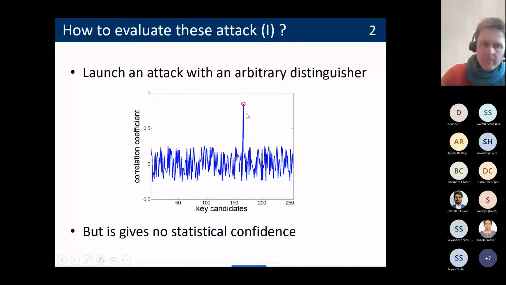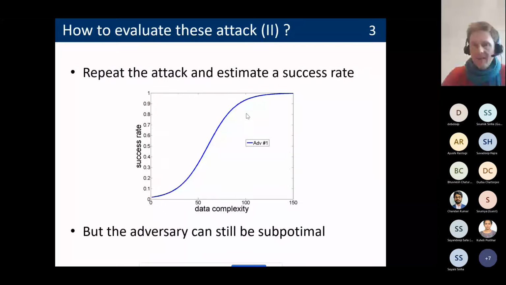If you do that, as an adversary that gives you the key. As an evaluator, or as a designer, it's not so nice because it gives very limited or even no statistical confidence at all. So the first thing that you can do is, of course, repeat the attack many times and estimate a success rate, a probability of success, or there are different ways you can call this. And that would give you this type of curve, which is already more informative, right?